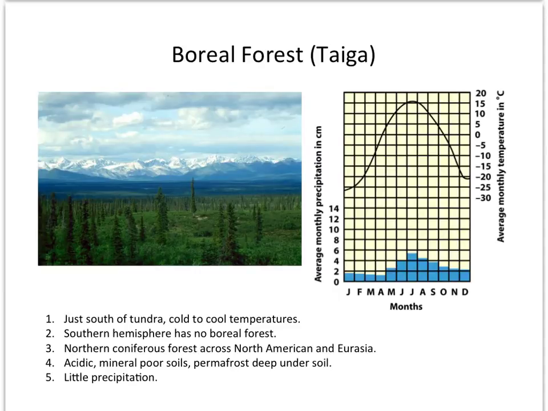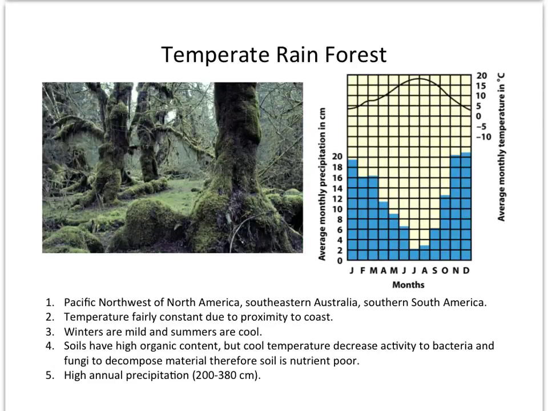Temperate rainforests are found all over the globe. A very good example is the Pacific Northwest near Seattle, Washington. This is a temperate rainforest. The precipitation is very high. You're really going to get between 200 and 400 centimeters of precipitation annually. Again, a good example of this is the Pacific Northwest in the United States.